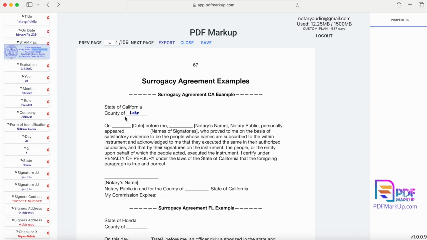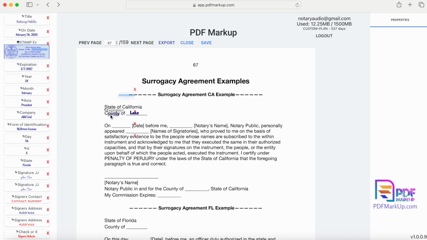So we have our county. Now on blank date before me, blank, notary name, notary public, personally appeared blank, who proved to me on the basis of satisfactory evidence to be the people whose name is subscribed to within instrument and acknowledged to me that they executed the same in their authorized capacity and that by their signatures on this instrument the person or the entity upon behalf of which the people acted executed the instrument. I certify under penalty of perjury under the laws of the state of California that the foregoing paragraph is true and correct.